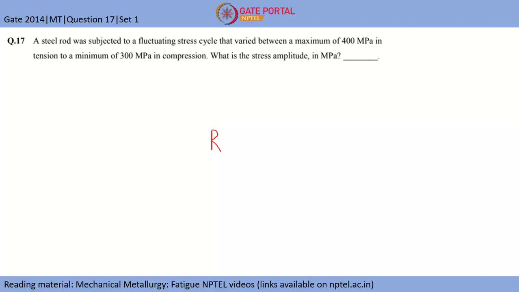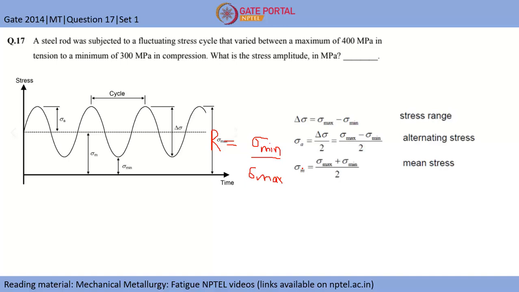R is defined by sigma min by sigma max. This is the stress ratio. So you have to know this equation along with the other equations. With these four equations you will be able to solve every question related to fatigue. And when the stress is fluctuating, you will know that it is fatigue. I hope this is clear.